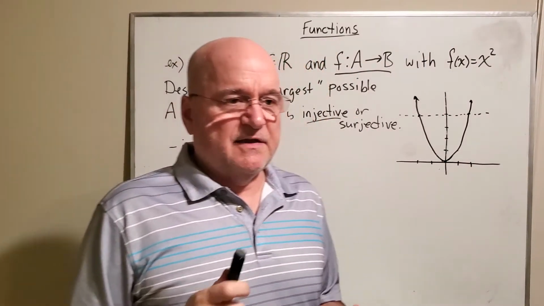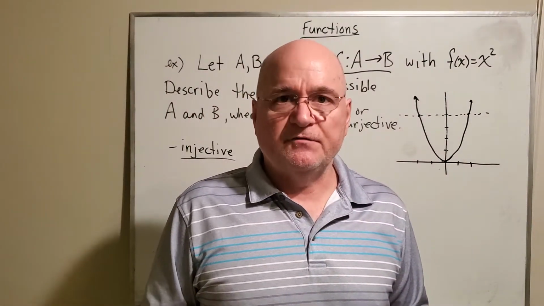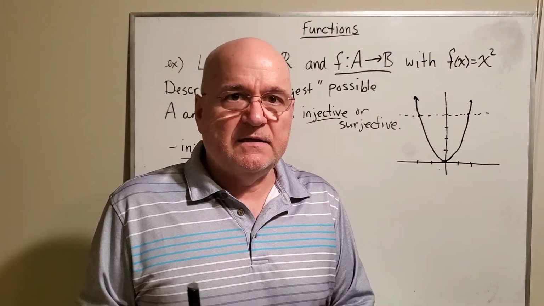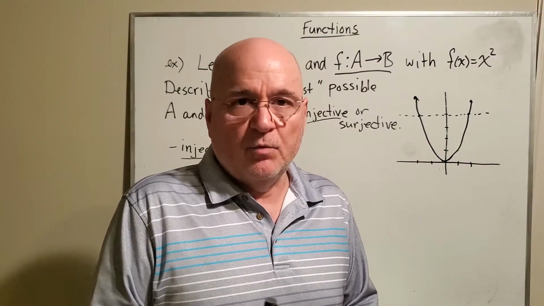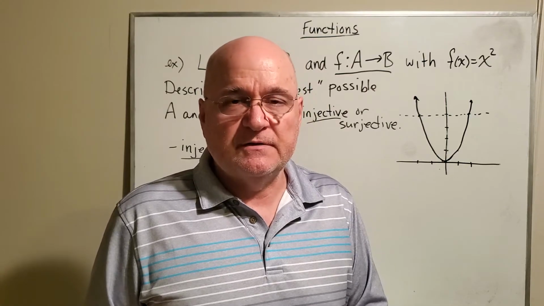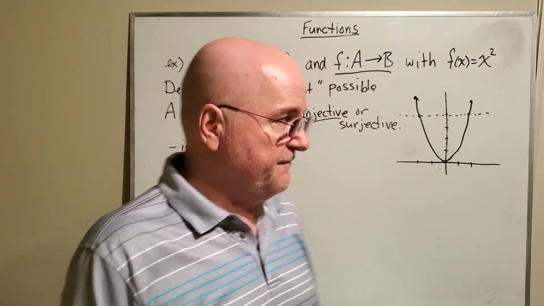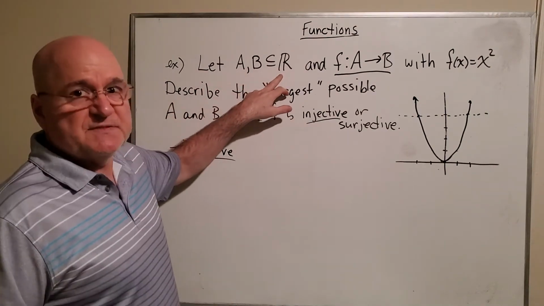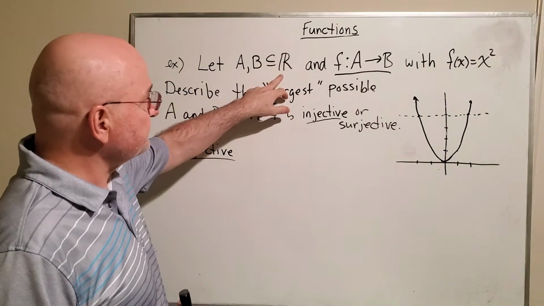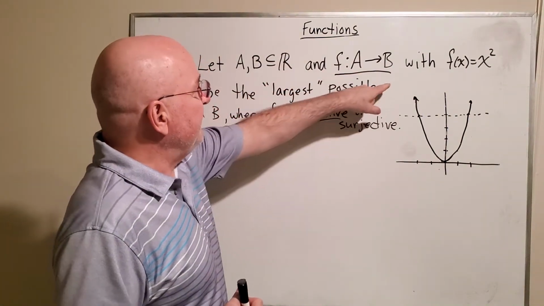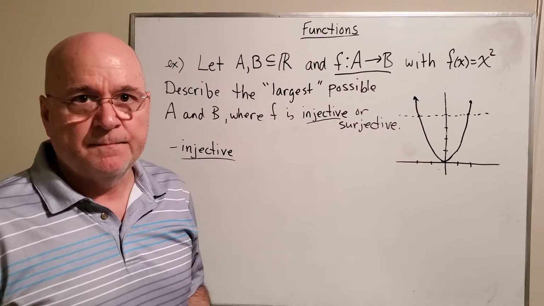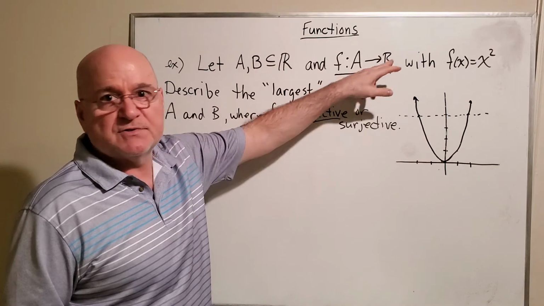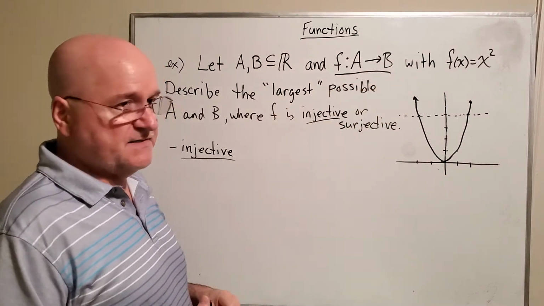In this example, we're going to take a function that is neither injective nor surjective, and we're going to limit the domain and/or the codomain in a way that will make it an injective function and in a way that will make it a surjective function. So the function I'm talking about: A and B are just subsets of the real numbers. F maps A into B, and it's defined as f of x equals x squared. So typically I would say f maps R into R, the real numbers into the real numbers, defined as f of x equals x squared.